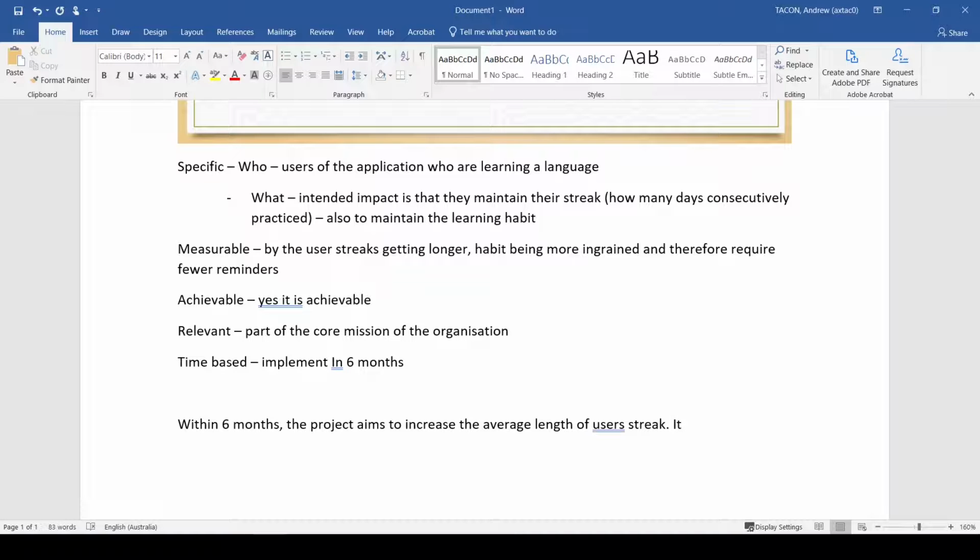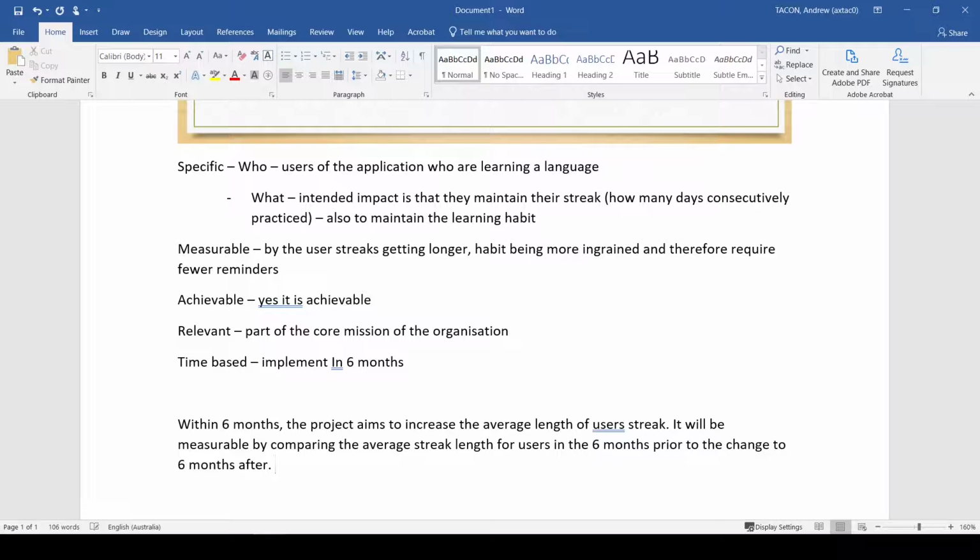It will be measurable by comparing the average streak length for users in the 6 months prior to the change to the 6 months after. So they're going to do some type of comparison, some type of what's it like now, what's the average streak length, and what's the average streak length after this change has been implemented. And since they're collecting data, they probably also keep track of how many times reminders have been issued.